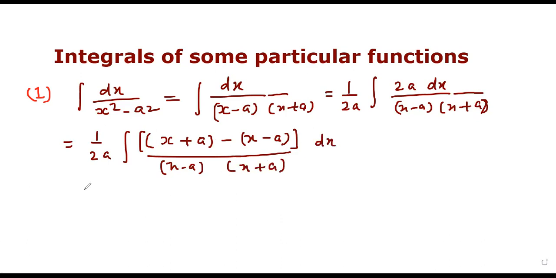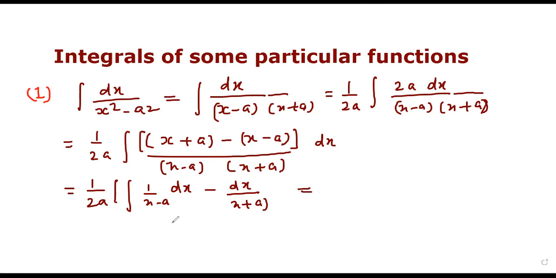Now divide it separately. So 1 upon 2a integration, x plus a will cancel out and we will get 1 upon x minus a dx. Keeping 1 upon 2a outside, the second will become dx divided by x plus a, because when x minus a is divided by x minus a and x plus a, x minus a will cancel out. Now we integrate it.